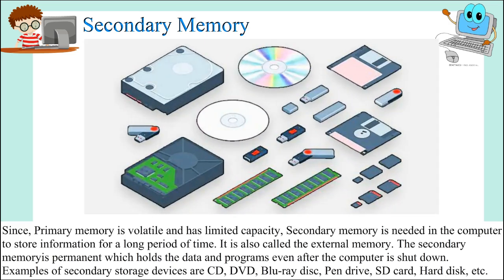Secondary memory. Since primary memory is volatile and has limited capacity, secondary memory is needed in the computer to store information for a long period of time. It is also called the external memory. The secondary memory is permanent, which holds the data and programs even after the computer is shut down. Examples of secondary storage devices are CD, DVD, Blu-ray disc, pen drive, SD card, hard disk, etc.